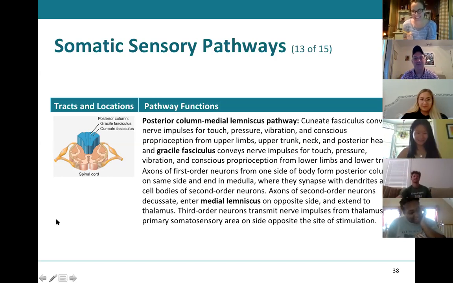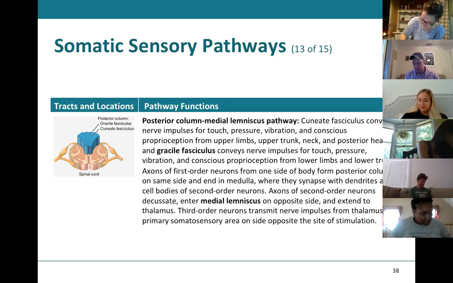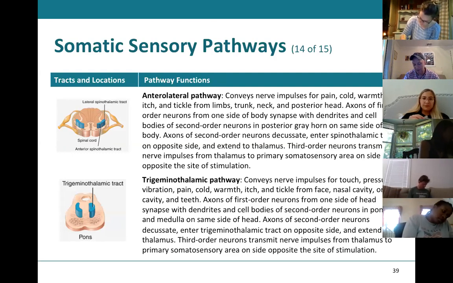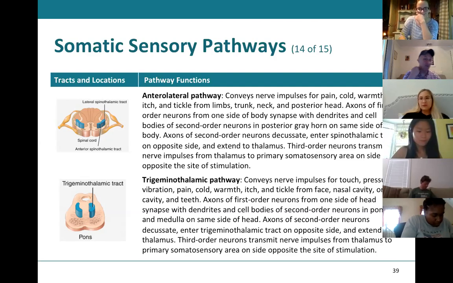Okay, and so 561 is for the posterior column-medial lemniscus pathway. Make sure you double-check 561. And notice what you see on page 562. You actually then have the major somatosensory pathways continued, where you have anterolateral, trigeminal thalamic, as well as the anterior and posterior spinocerebellar pathways. Okay? So now these 4 sets of pathways are where we will pick up tomorrow.